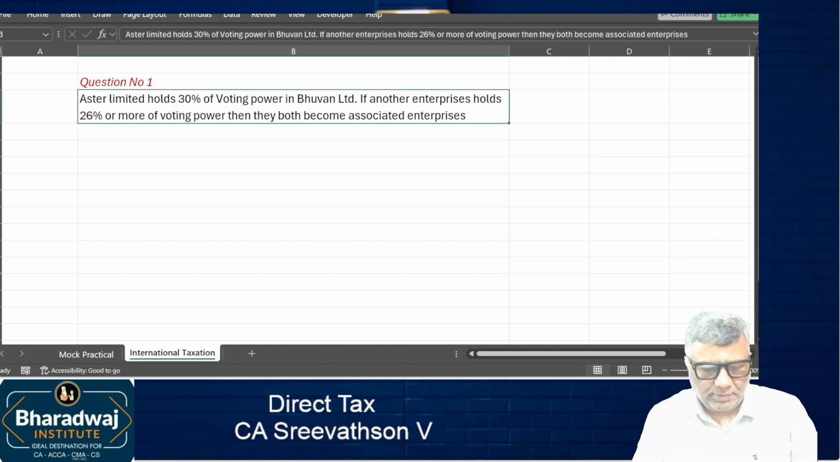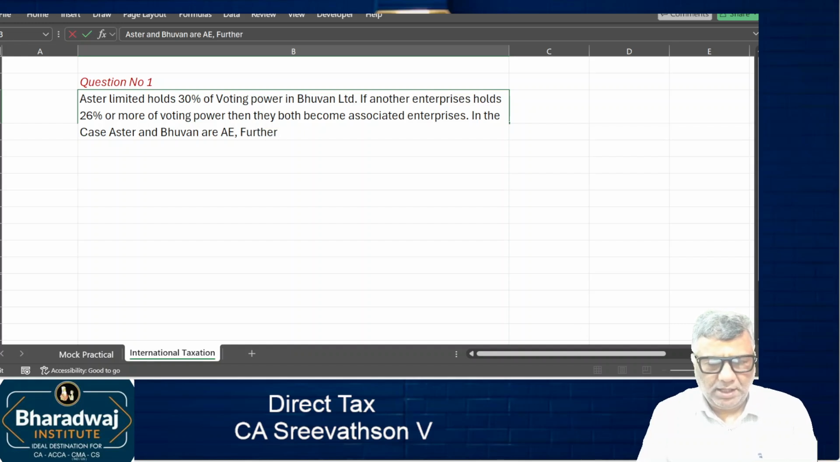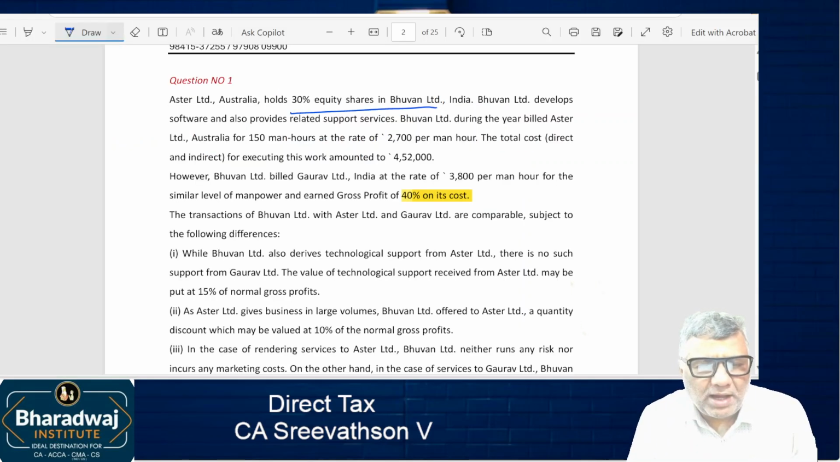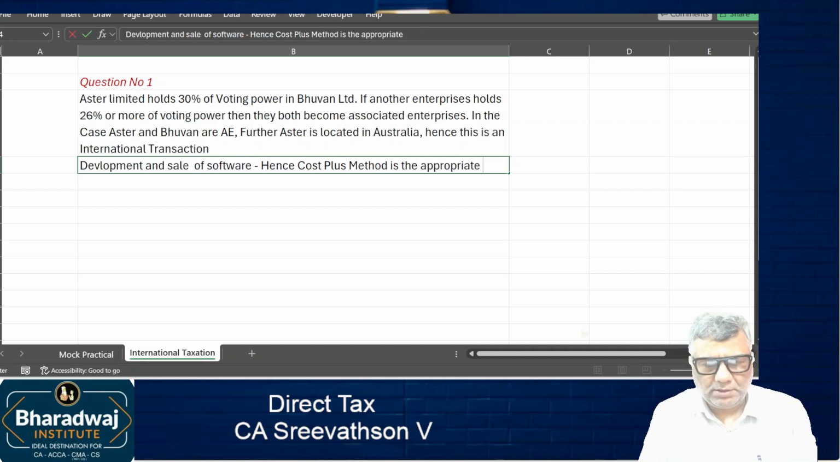In the case, Aster and Bhuvan are associated enterprises. Further, Aster is located in Australia. Hence, this is an international transaction between associated enterprises. Bhuvan Limited develops software and also provides development and sale of software. Hence, cost plus method is the appropriate method.